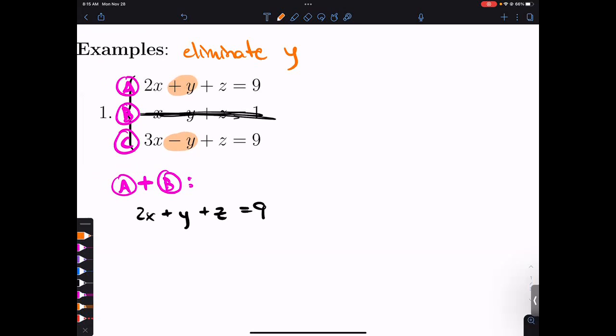And that's because of the thing that we saw that we could do, right? This is just, look at it and see what you notice, basically. Using this first one and this third one, I can eliminate y. Okay, so I'm going to try to do that. 2x plus y plus z equals 9. And 3x minus y plus z equals 9. And we are going to add.